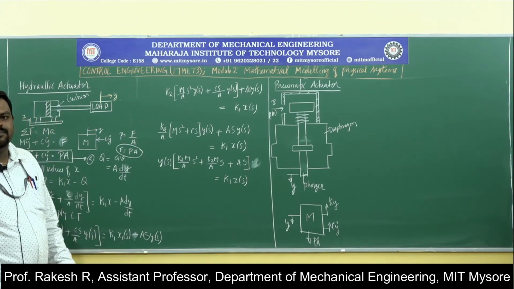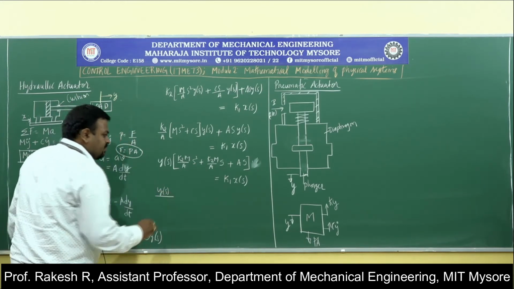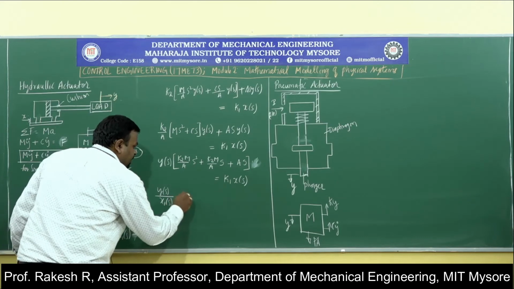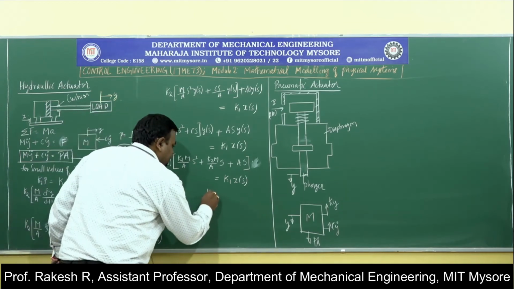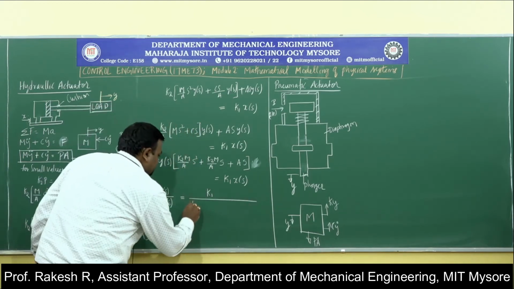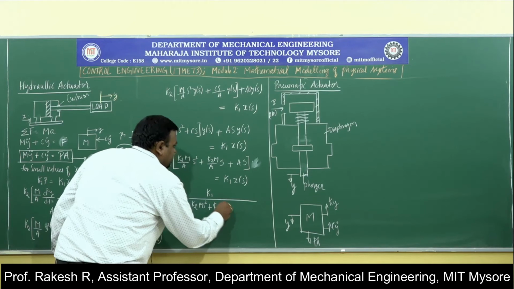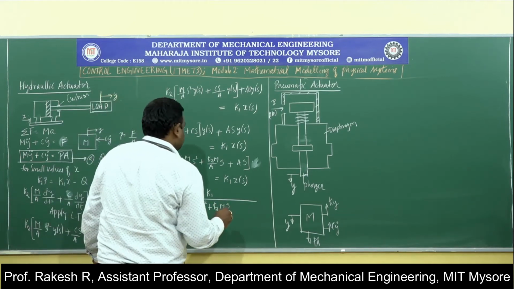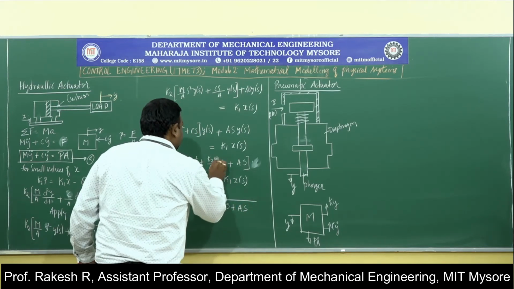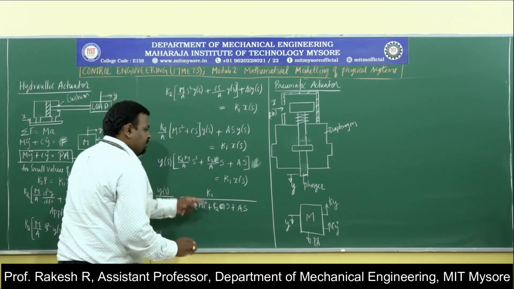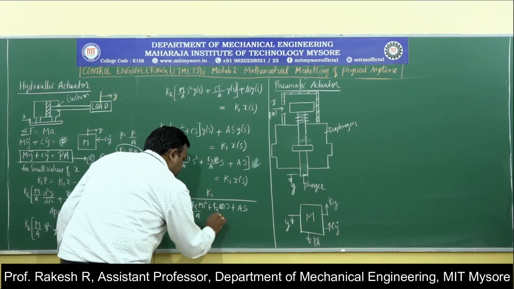Here what is the output? What is the input? The output is Y of S and input is X1 of S or X of S. So if you take this ratio, what happens? K1 divided by this term, K2 M S square plus K2 C S plus A into S. So you can shift A to the numerator or you can keep as it is.